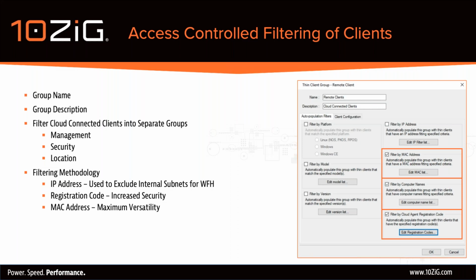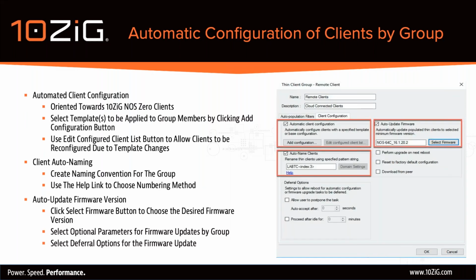Now, what do we do inside of one of these groups? Once the machines have become a member of the group, what's the next step? The next step is configuring the grouped clients. This is the client configuration portion.